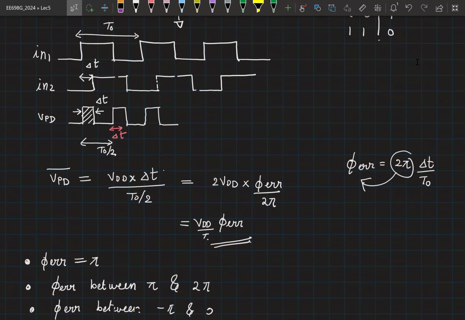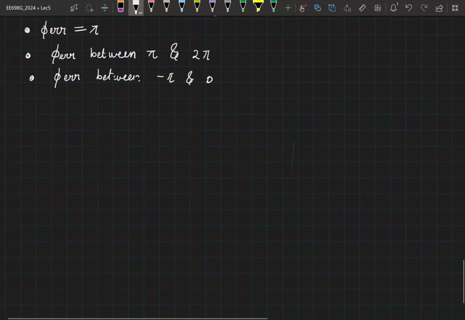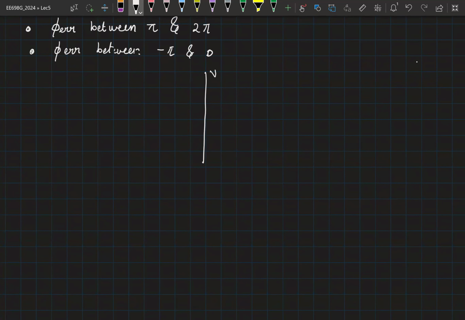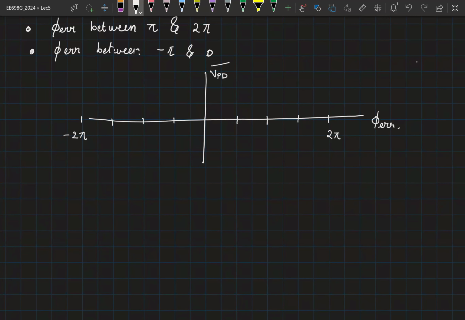It is calculated from minus pi to 0. So what we are looking for is a plot of VPD average versus phase error. I want to see what the result will be from minus 2 pi to plus 2 pi. So far you have got the result that it is going to be equal to VDD by pi into phase error. So for what range do you think that result is valid?